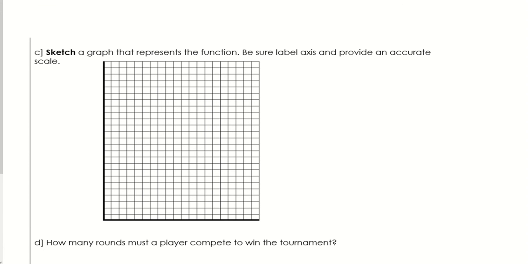I then had to graph. And if you got a 3.5 or 3, did you label your axis and provide an accurate scale? So on the bottom is number of rounds. And the y-axis is the number of players. And so I have to provide an accurate scale for each box. I can't just put in the number of people. But I'm going to go by 5. Each box is worth 5.